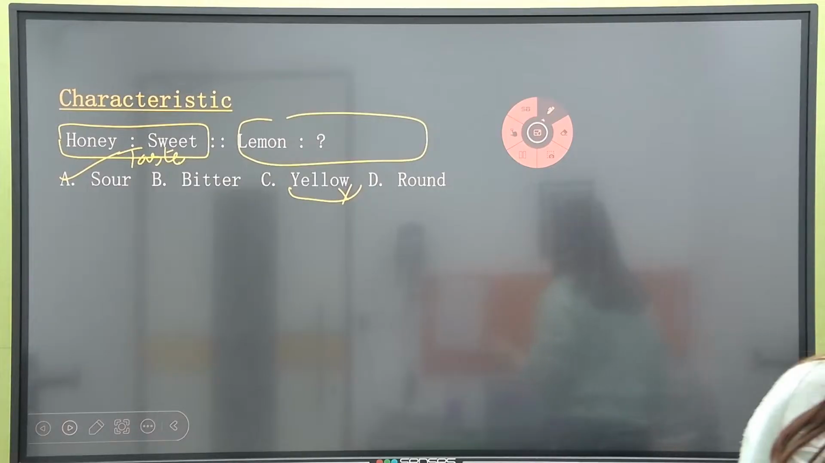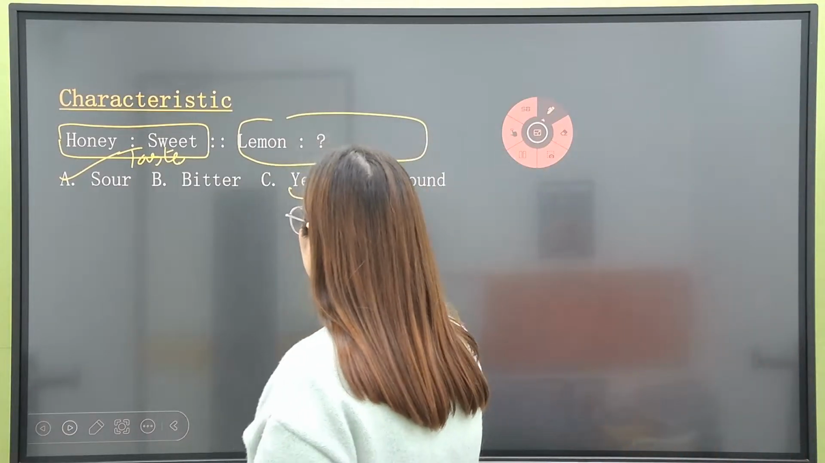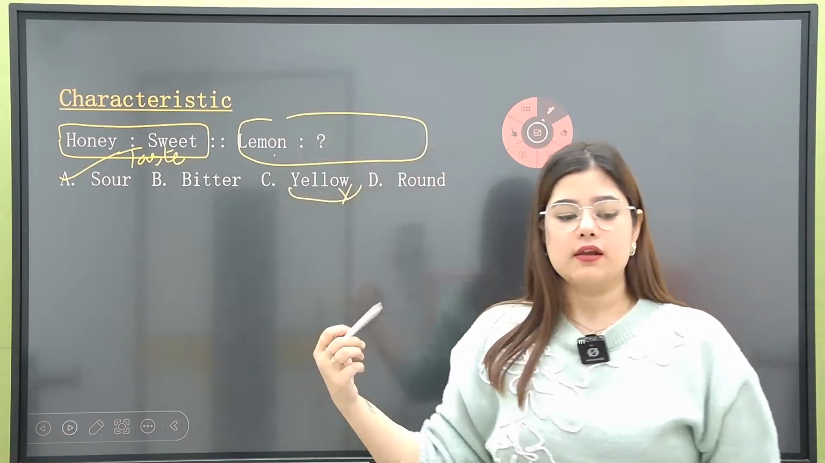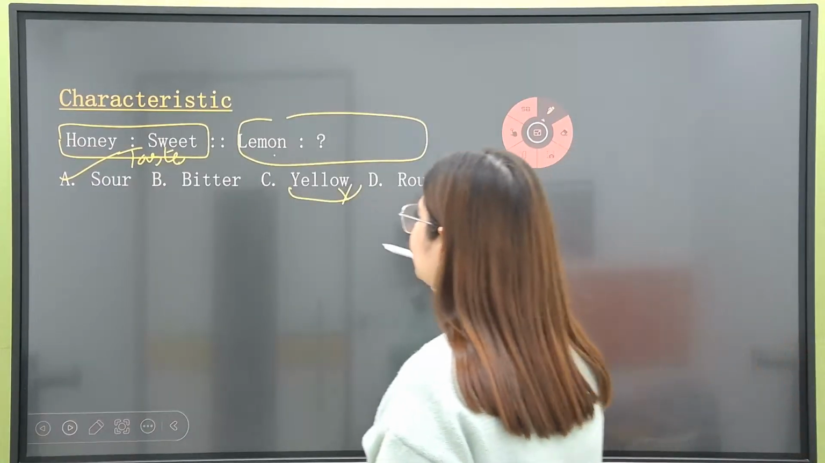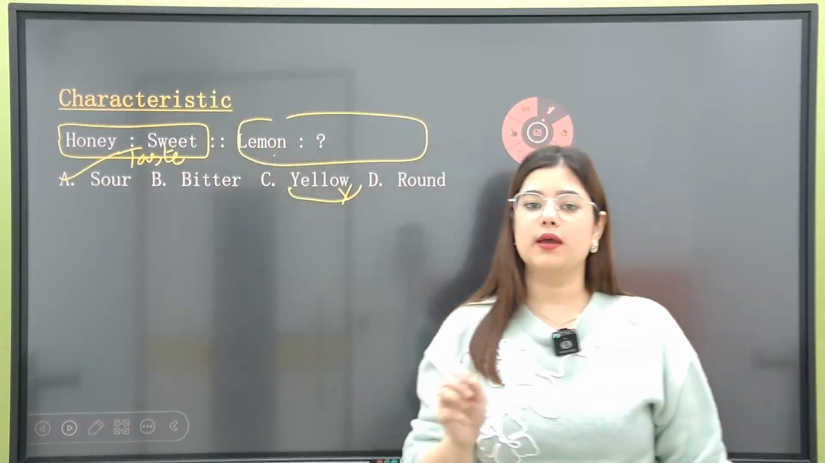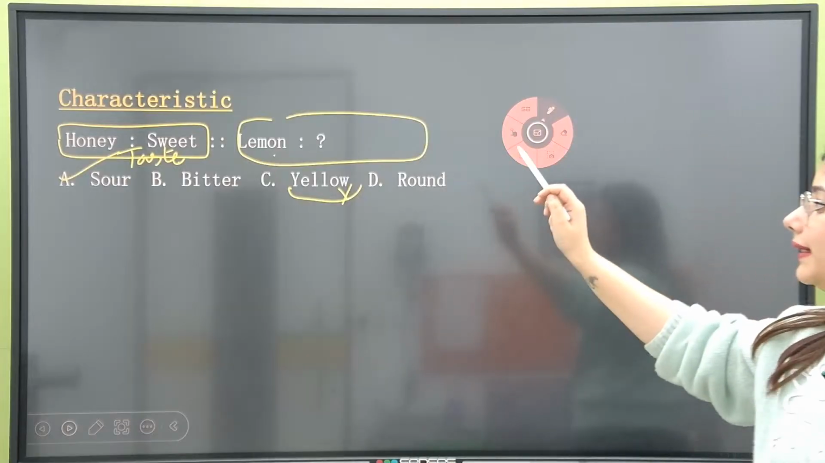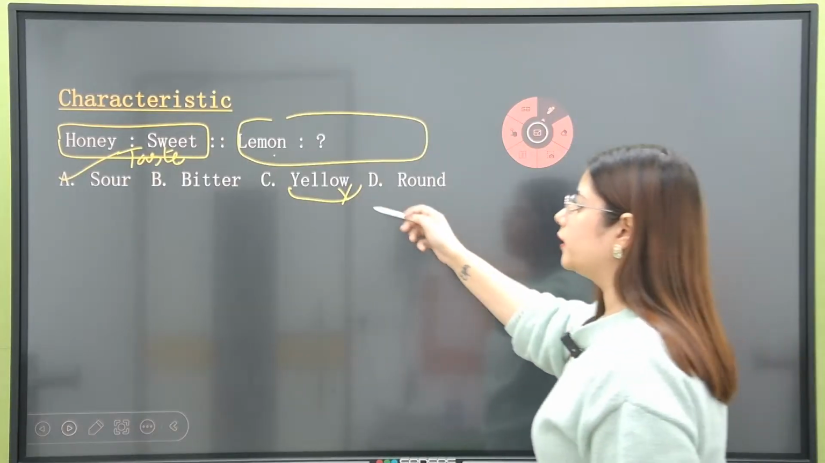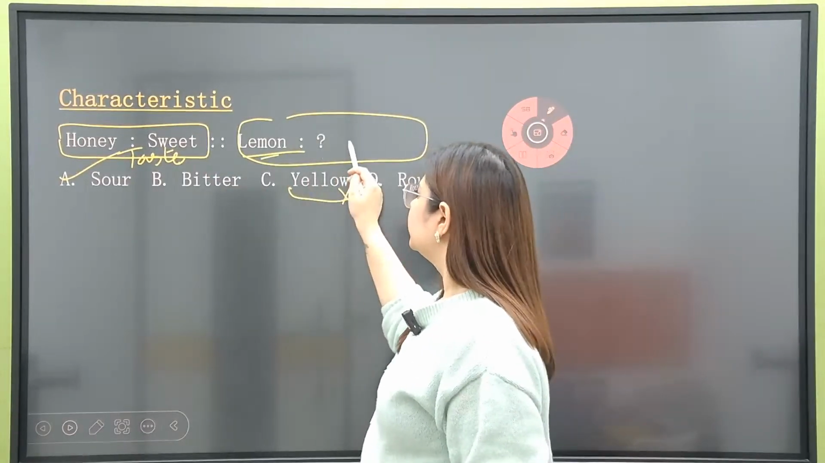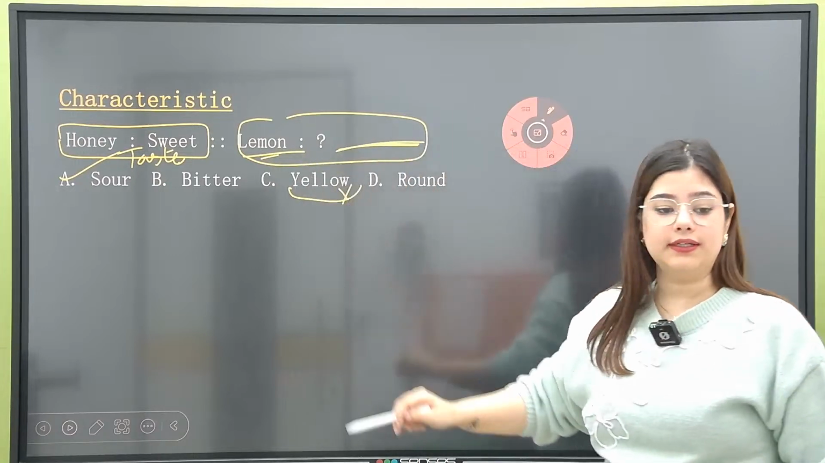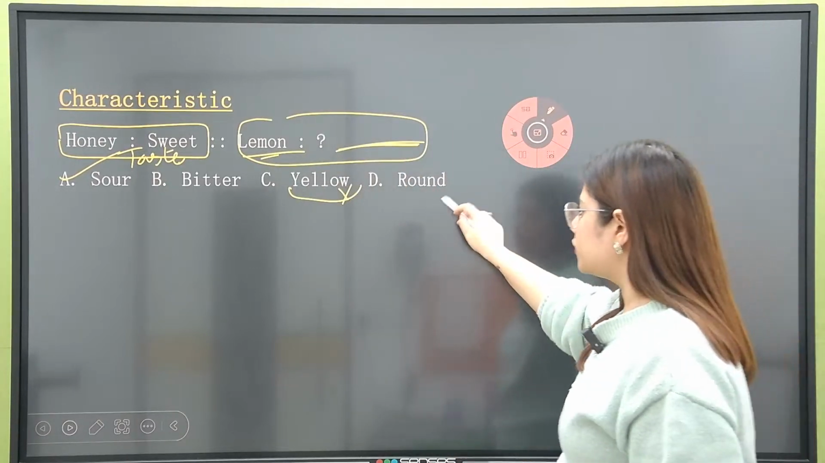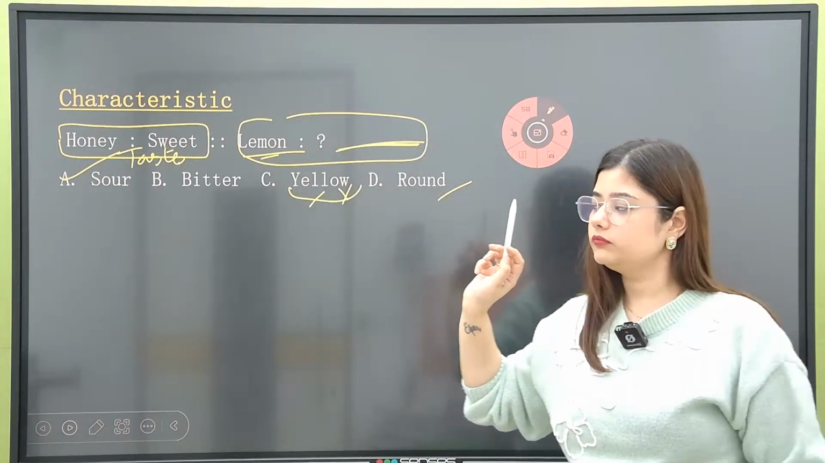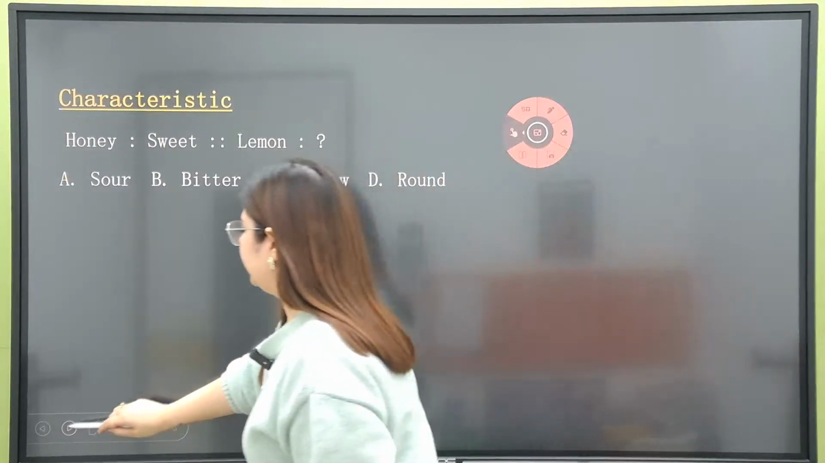People tend to get confused in such questions because one could debate that, okay, lemon is yellow in color, so why is the question incorrect? It is incorrect because that is not the characteristic that we're talking about here. We're talking about the taste. Honey is to sweet. We're talking about the taste. So again, this part should be pertaining to the taste of lemon and nothing else, no other characteristic, not shape, not color. Okay, so keep that in mind.